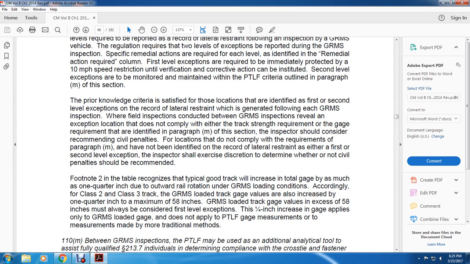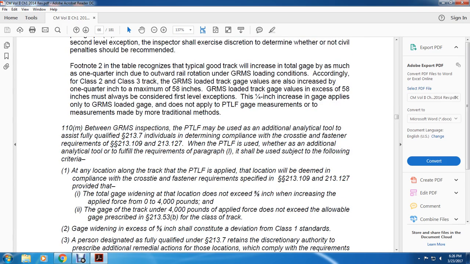Prior knowledge criteria are satisfied for those locations identified as first and second level exceptions in the record lateral restraint generated from the gauge resistant measurement system. If a field inspection conducted after the gauge resistant measurement system inspection reveals an exception load that does not comply with either the track strength measurement requirement or the gauge requirement identified in paragraph M of the section, the inspector should consider recommending civil penalty for locations that do not comply with the requirements of paragraph M and have not been identified in the record lateral restraint as first or second level exceptions. The inspector shall exercise discretion to determine whether or not a civil penalty shall be recommended.